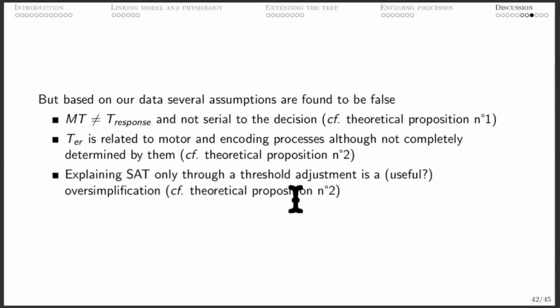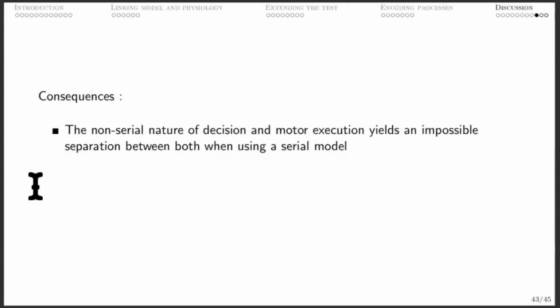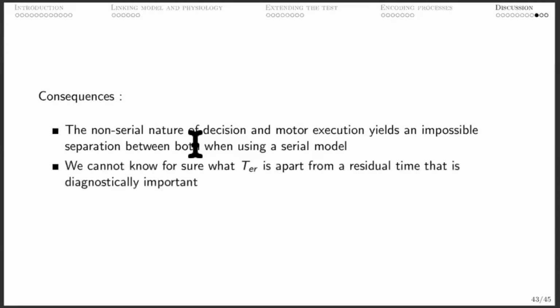And finally, again on this second theoretical proposition, explaining speed accuracy trade-off only through a threshold adjustment, which is the cornerstone of evidence accumulation models, is clearly an oversimplification. Whether it remains useful remains to be determined. So the consequences are the following. The non-serial nature of decision and motor execution, so the fact that they are not strictly following each other, makes separation impossible when we are using a serial model. Additionally, we cannot know for sure what non-decision time is because it does not completely vary with what we measured as encoding and motor processes. However, it is clearly a residual time that is diagnostically important.